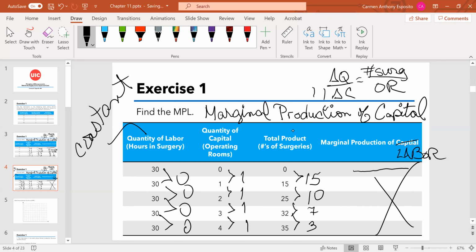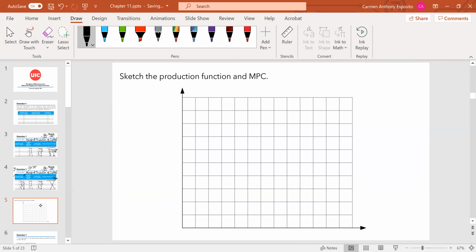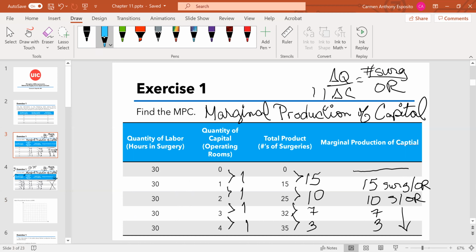How do I know it's constant? Well, the 30 never changes. When you have one of your inputs of the production function constant, you're talking about the short run production function because you have a fixed input. Given this, we can sketch our production function, which I'll do in blue.